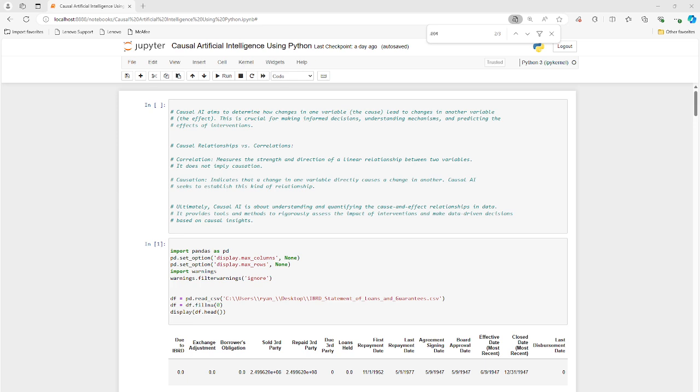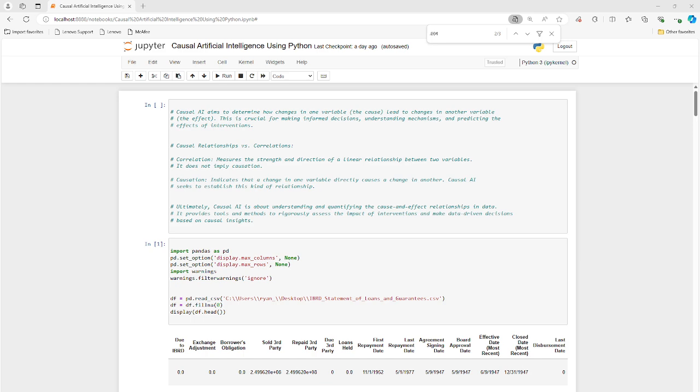So what is causal AI? It helps us determine how changes in one variable, this is the cause variable, leads to changes in another variable, this is the effect variable, right? So we're going to look at cause and effect. This is crucial for making informed decisions, understanding mechanisms, how different features are related to each other, and predicting effects of interventions.